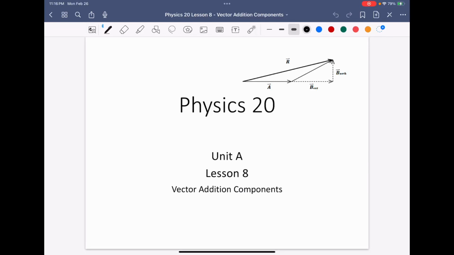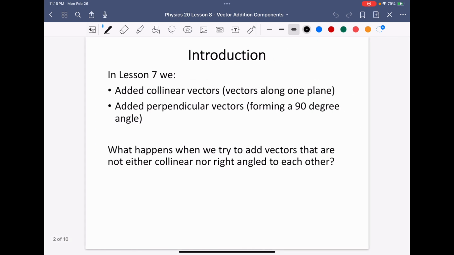All right, so now we move on to lesson 8 of Unit A, and that is dealing with vector addition components. Now, this is going to be really radically different than what we've talked about before when we looked at our original material from lesson 7 dealing with vector addition. Well, what we did is we either added collinear vectors, which simply meant we took two things that were along the same plane, or things that were like an east vector plus another east vector.